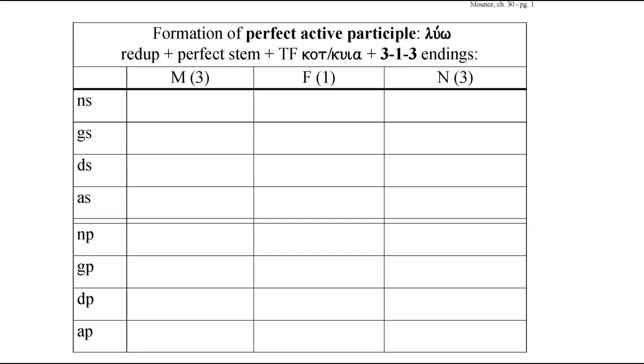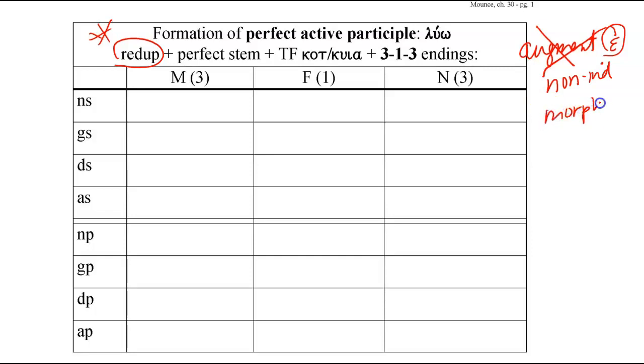One of the first things we need to learn about the perfect participle is that while the augment is not used for non-indicative moods, the reduplication is. There is reduplication whether the mood is indicative or non-indicative. And the reason why is because the augment that we attach to tenses in the indicative mood really is a past time morpheme. I know that I've been using this word a lot, but just a reminder that morpheme is a grammatical unit.